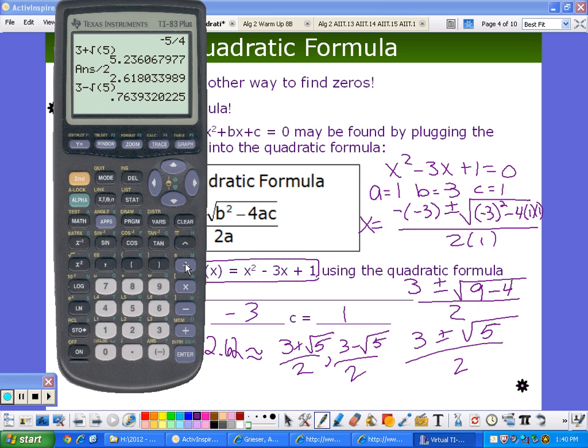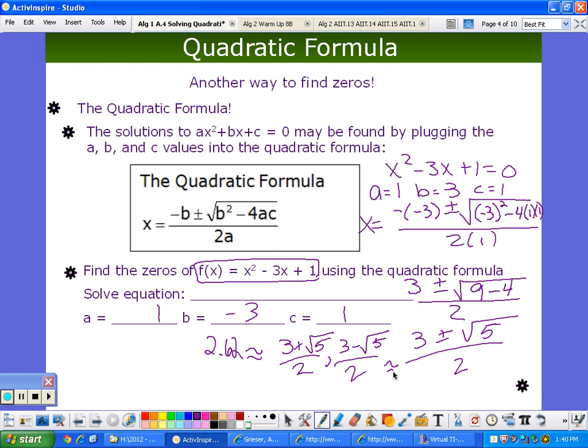That one. Again, I hit enter after I typed in my numerator. Then I divide it by 2. And it's approximately 0.38. So 2.62 and 0.38. Let me go back to our graph.